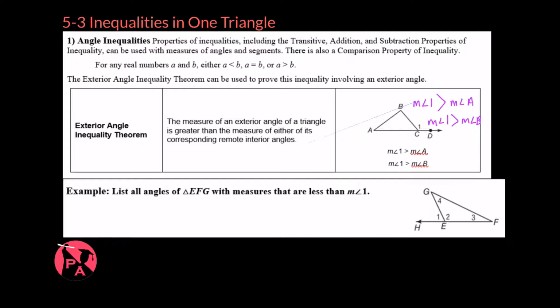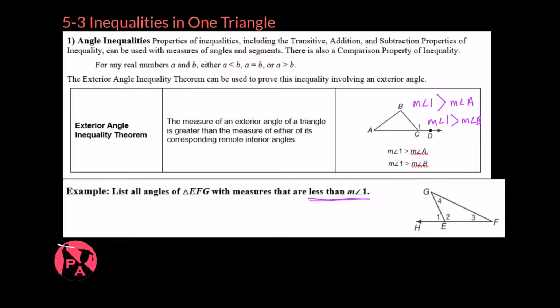So here we have an example. It's asking us to list the angles in the triangle that are less than the measure of angle 1. So first we need to identify angle 1. It's an exterior angle, and we are looking for angles that have smaller measures than this, which means they're going to be remote interior angles.